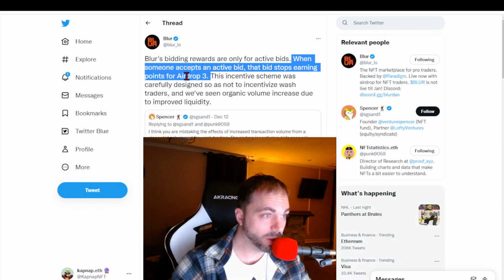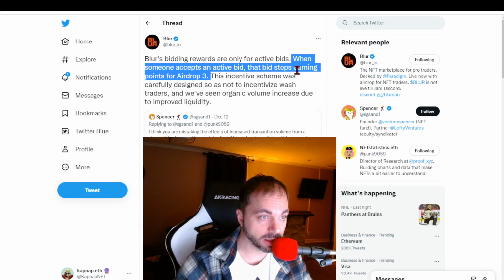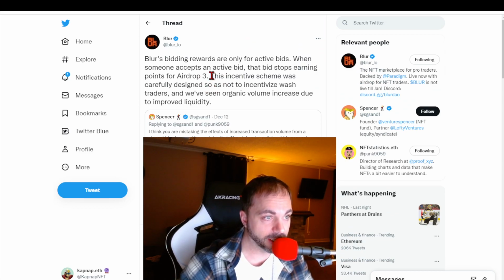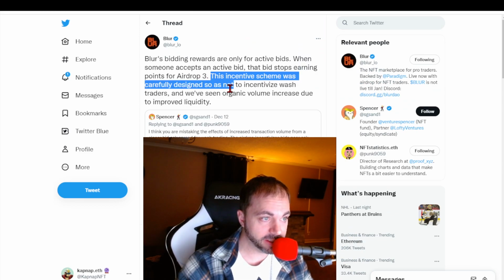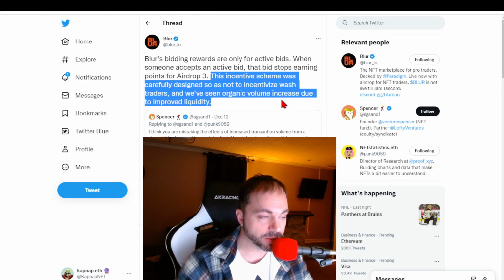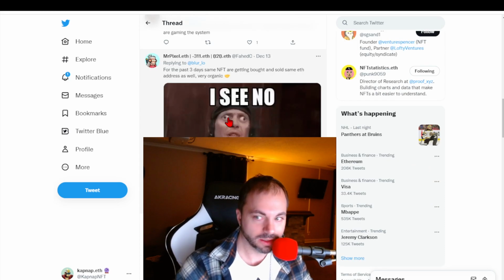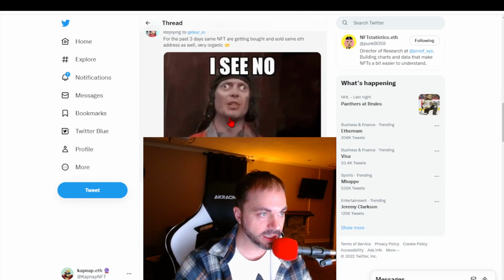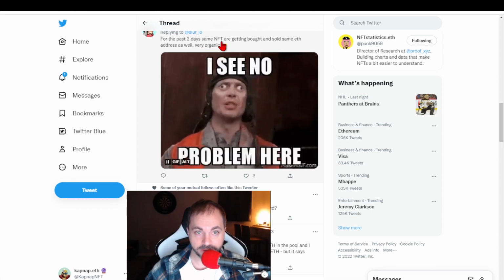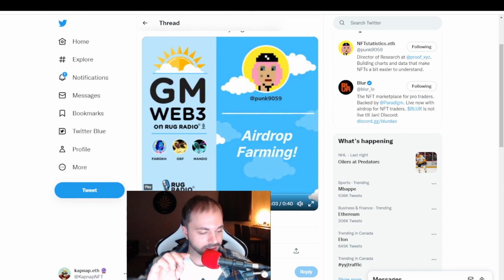So they're saying when someone accepts an active bid, that bid stops earning points for airdrop number 3. This incentive scheme was carefully designed so as not to incentivize wash traders, and we've seen some organic volume increase due to improved liquidity. I don't know. Over and over and over again, for the past 3 days, we've seen the same NFTs getting bought and sold to the same ETH address. Very organic. Listen, there's some funky stuff going on in there. That is what it is.